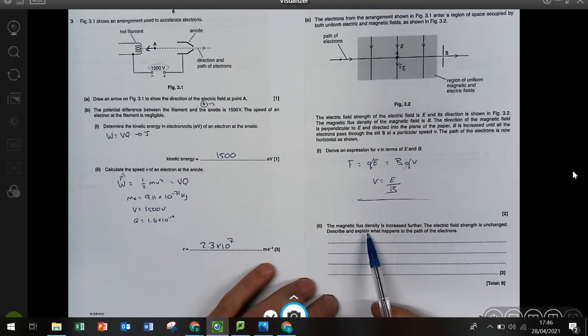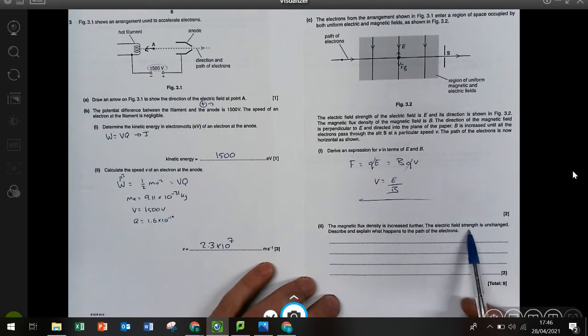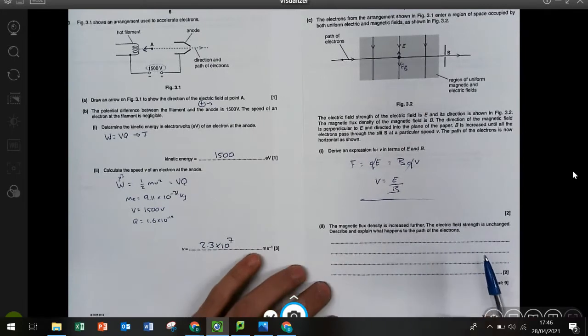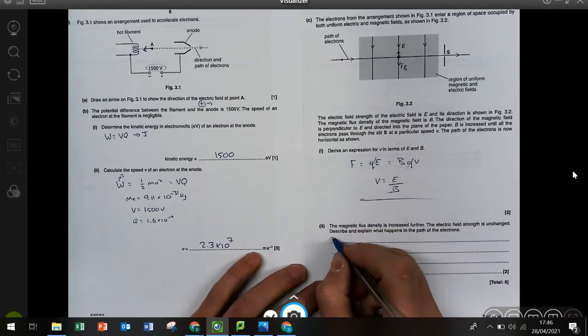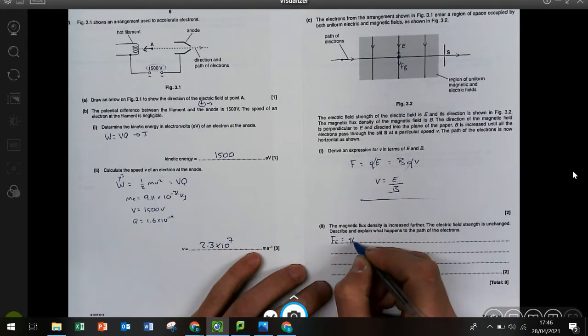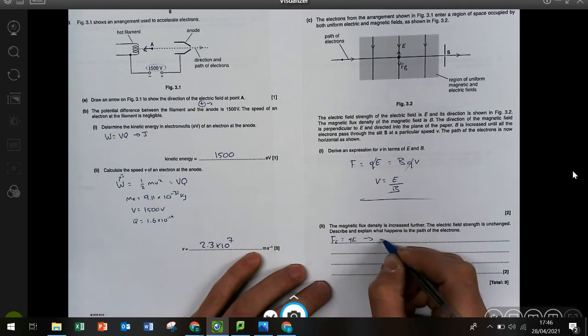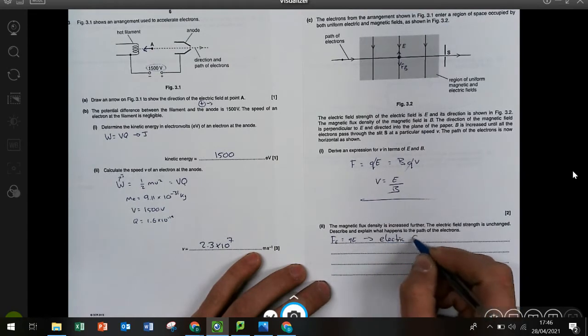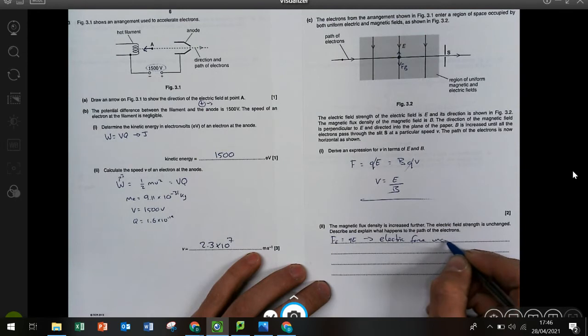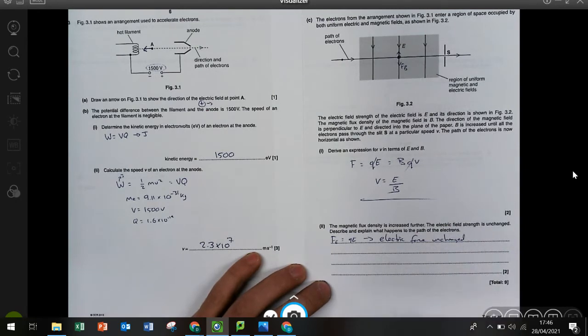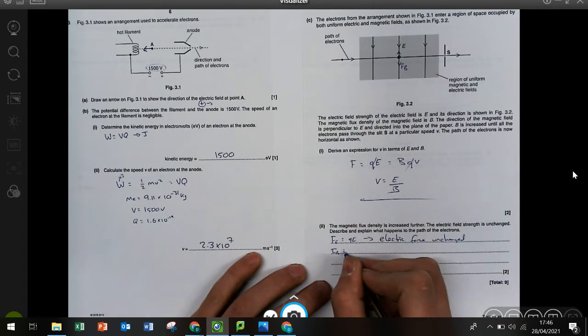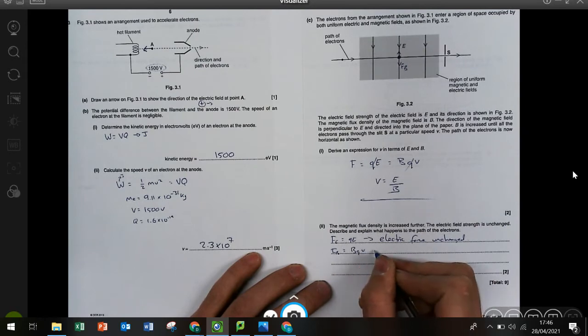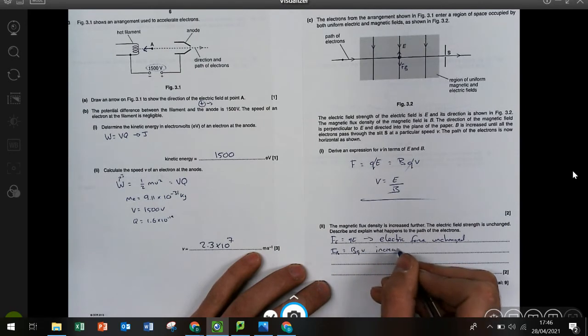The magnetic flux density is increased further. The electric field strength is unchanged. Describe and explain what happens to the path of the electrons. So what happens? We've got the electric force, which is QE. So this remains constant. So the electric force is unchanged. The magnetic force is BQv. This is increased.